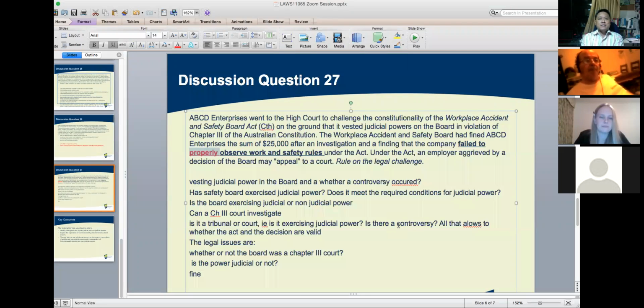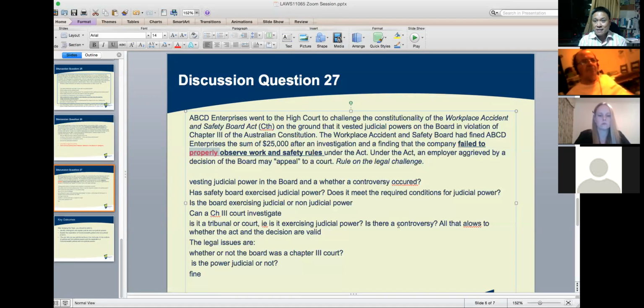Any questions? Comments? Before we end tonight's session, are we missing something else? It's a good thing that no one raised the question of whether or not it was within the power of the Commonwealth Parliament to create this law. That is irrelevant for purposes of discussion 27. We will look at the specific legislative powers of the Commonwealth Parliament in the next 2 or 3 weeks.